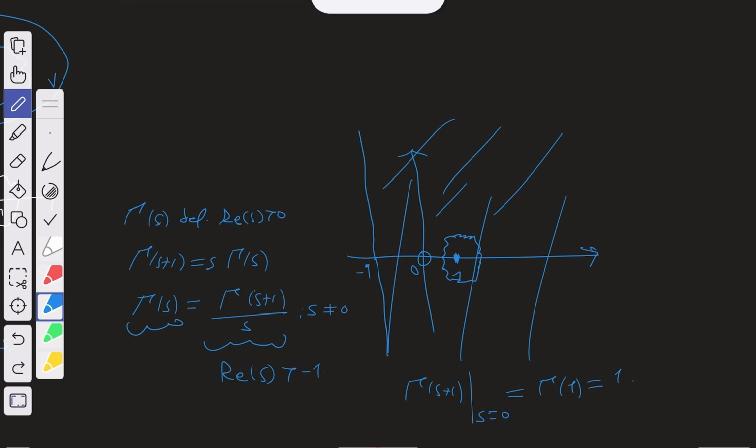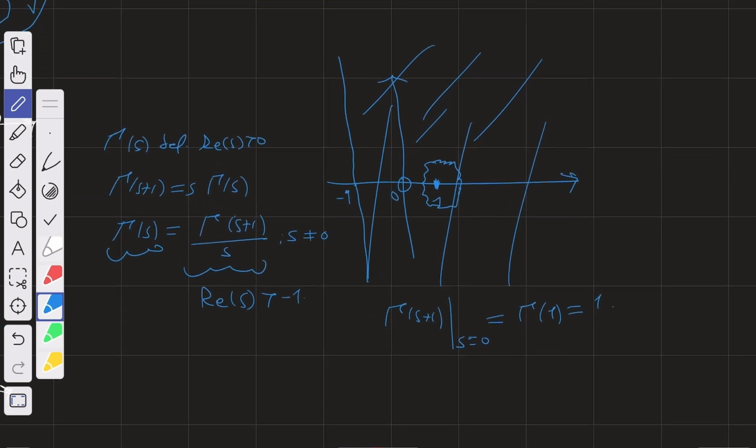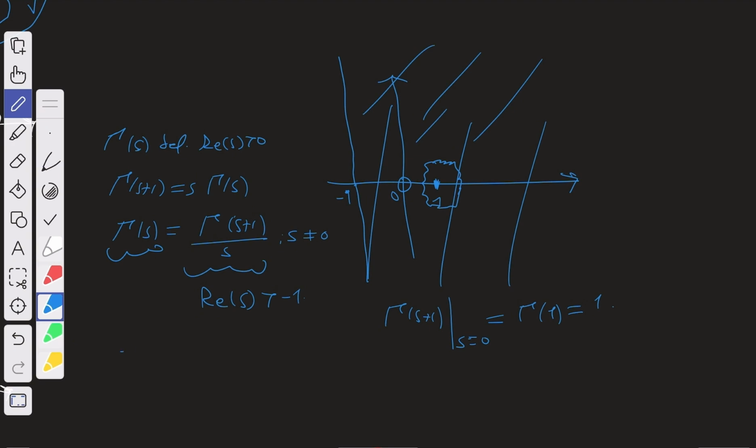So in this way, we could continue the gamma function to the real part of s strictly bigger than -1, and you may repeat these steps and continue it to the whole complex plane except the negative integers. For example, you may continue it to the real part of s bigger than -2 via this equation: gamma of s plus 2 is equal to s plus 1 times gamma of s plus 1, which is s plus 1 times s times gamma of s.